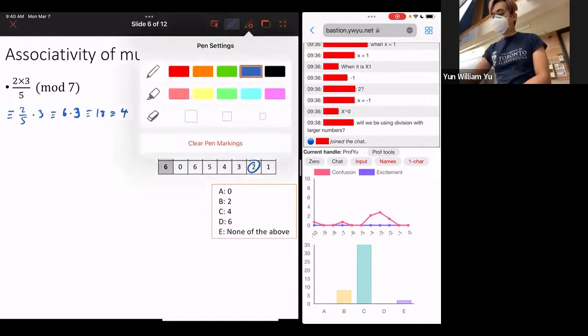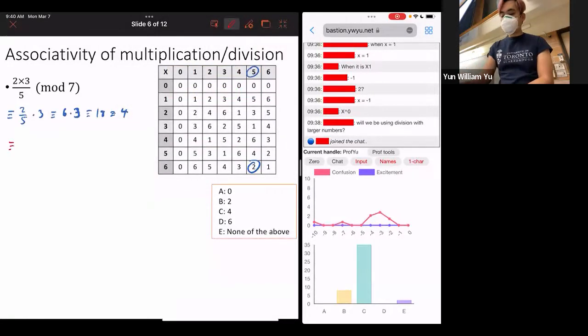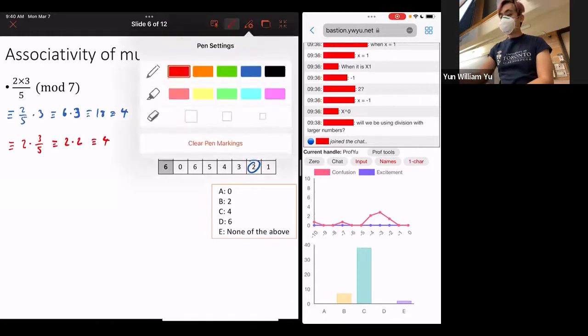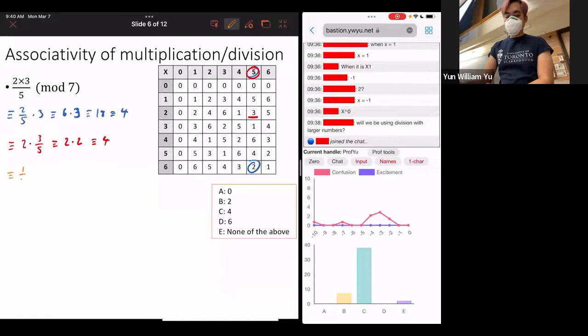Okay, but you can also do it a different way. We could also try doing 2 times 3 divided by 5. Well, what times 5 is equal to 3? That's 2, right? So that's equivalent to 2 times 2, which is equivalent to 4. So you get the same answer. We can even do it a different way. This is also equivalent to 1/5 times 2 times 3, right? What times 5 is equal to 1? Well, it's 3. So this is equivalent to 3 times 2 times 3, which is equivalent to 18, which is equivalent to 4.